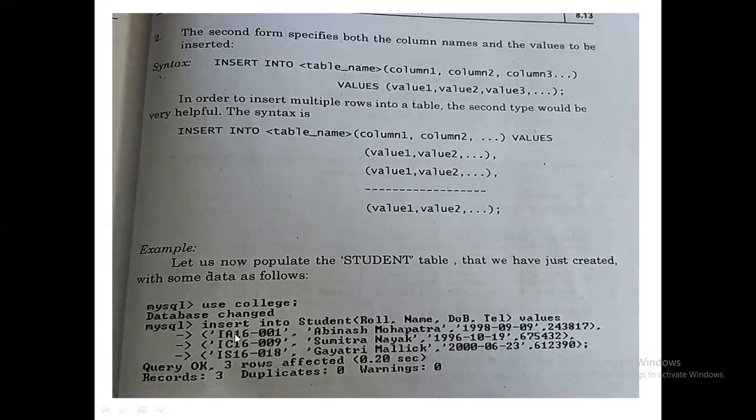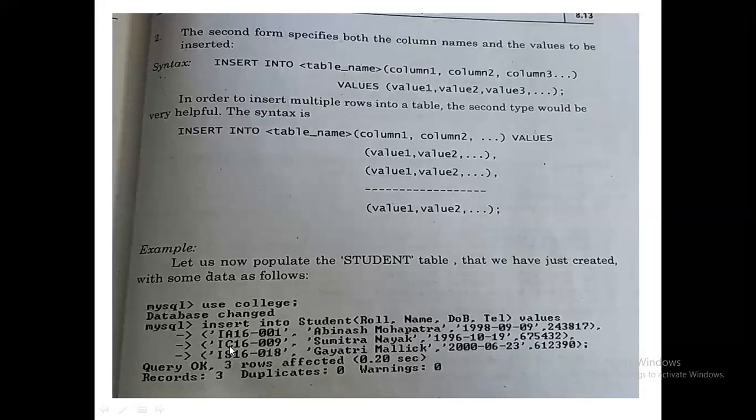This is the value for roll number, comma, this is the value for name, Avinash Mahapatra. Then this is the value for date of birth: year, month, and date. Then this is the value for telephone number, comma. This is the value for one row. For the second row, put a comma and then again you have to write the roll number. All are written in single quote marks because it is character. Then Sumitra Naik, this is varchar data type, that's why it is also written in single quote marks. Then date of birth and your telephone number.